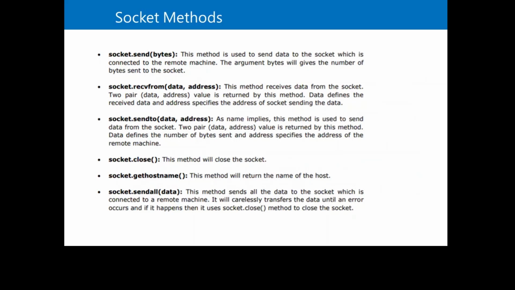We also have socket.send(bytes). This method is used to send data to the socket which is connected to the remote machine. It returns the number of bytes sent to the socket. Then we also have socket.recvfrom, and the return values are data and address. This method receives data from the socket. A pair of data and address values is returned by this method. Data defines the received data, and address specifies the address of the socket sending the data.